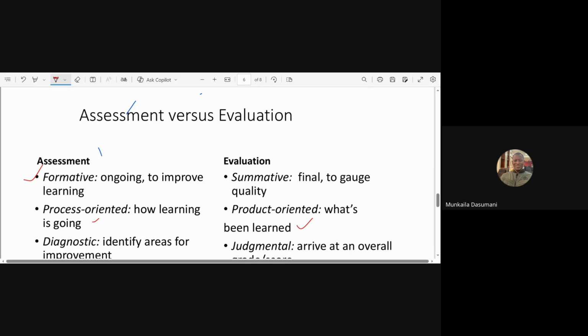It depends. Somebody can also finish the whole topic and do it together at the end of the instructional period. That's okay. It can be at the end of the section or at the end of the whole topics together. And then you can also talk about diagnostic.